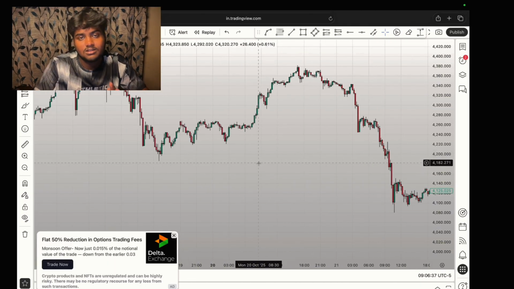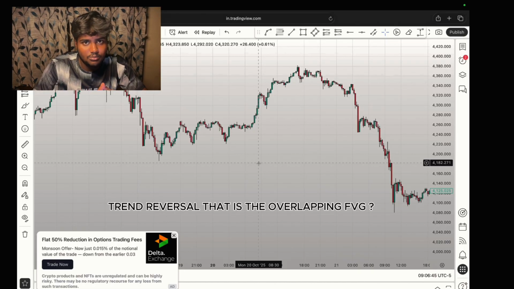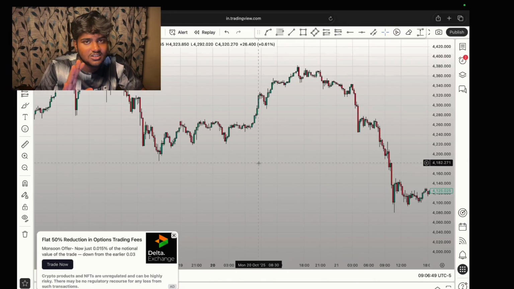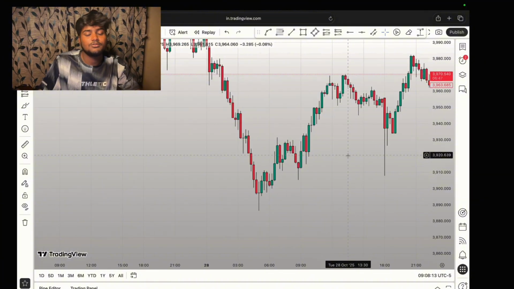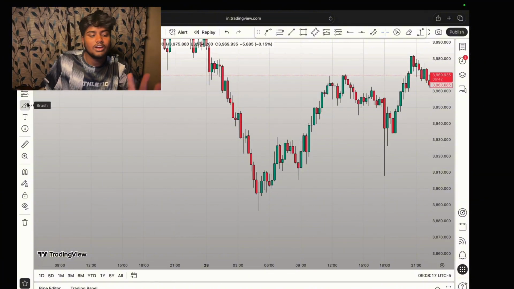Now the third part, that is, what is the most important FVG, which can show you the end of a trend and the major trend reversal level. It's not about fib levels, it's just an FVG which can give you some points for your daily trading. Okay, so guys, I've got an example of the overlapping FVG. This is known as the overlapping FVG.